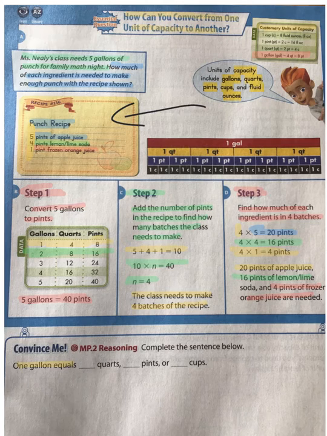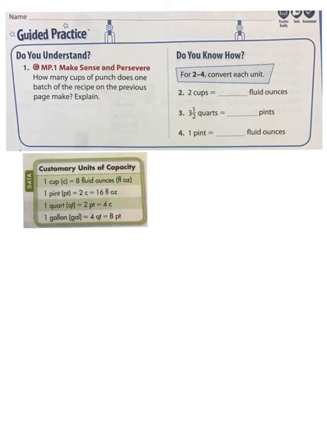1 gallon is going to equal, now you can use your chart up here, it's also in your book, 1 gallon is going to equal 4 quarts, 8 pints, or 16 cups. You do not have to memorize this. You will be able to use your chart on your homework and on your test. Let's do the guided practice together.